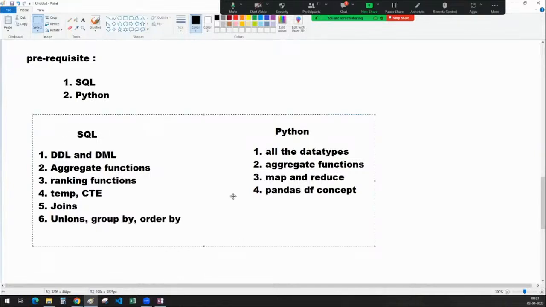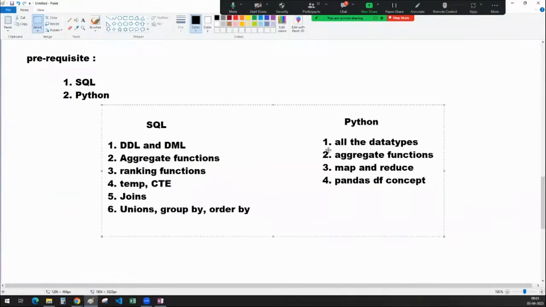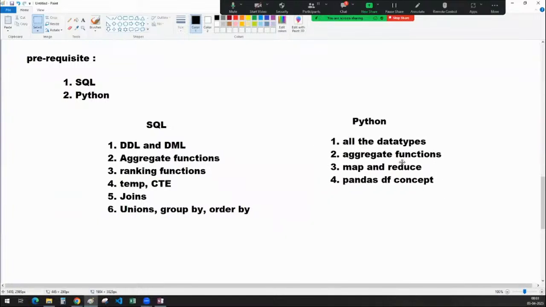Okay, so these are the concepts that I would expect from you guys. These are very simple concepts. If you sit for this is for 2 days, this is for 1 day, you'll be able to understand all of these concepts. That's it.